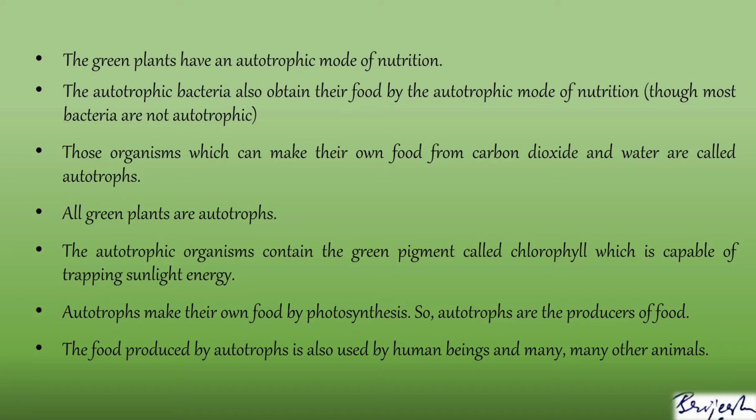The autotrophic organism contains the green pigment called chlorophyll, which is capable of trapping sunlight energy. This trapped sunlight energy is utilized by the autotrophs to make food by combining inorganic materials like carbon dioxide and water present in the environment by the process of photosynthesis. Thus, autotrophs make their own food by photosynthesis. So, autotrophs are producers of food. The food produced by autotrophs is used by human beings and many other organisms and animals.